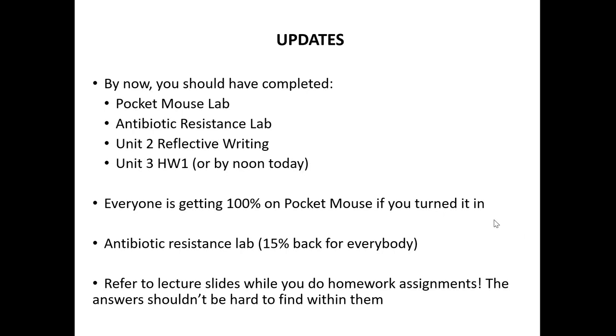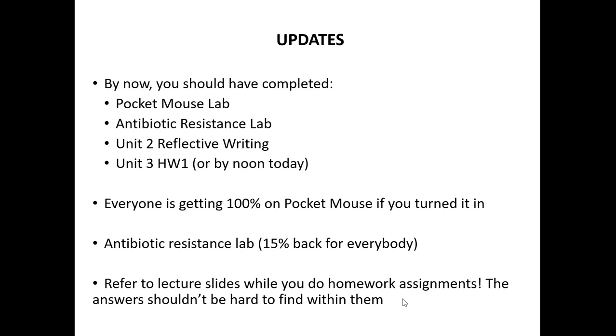If you turned in the Pocket Mouse lab, I just gave you 100%. I will post the answers to that and go over them in the next lecture once everybody has that to me. And on the antibiotic resistance lab, I curved that a little bit, gave everybody 15% back.